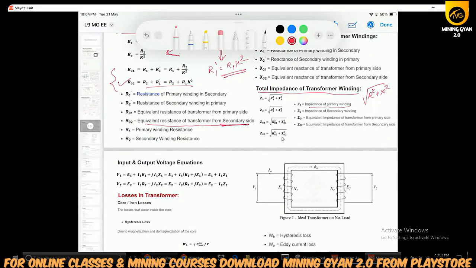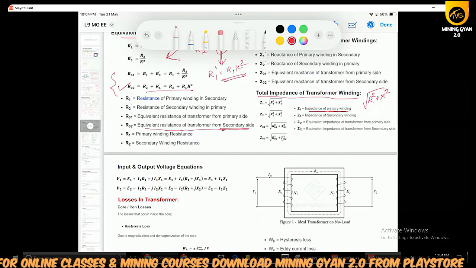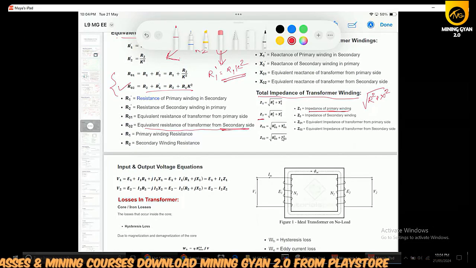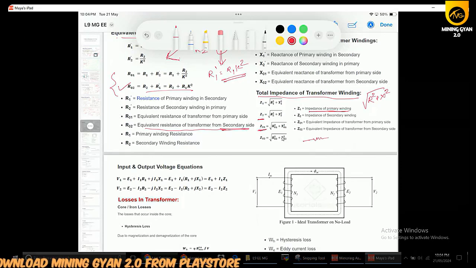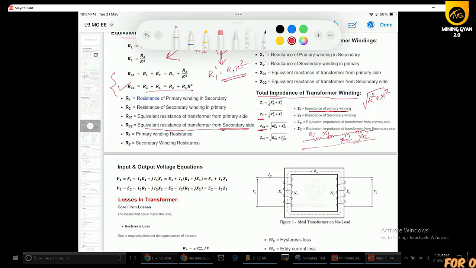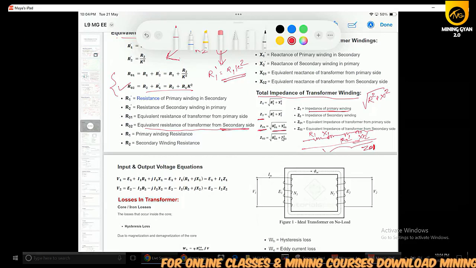Z1 is the impedance of the primary winding only, meaning the total impedance of the primary winding. Likewise, Z2 will be for the secondary winding. But what is Z01? When we want to refer both primary and secondary winding impedances at the primary side only, this is R1, this is X1, this is R2 dash, and this is X2 dash. The series combination of these four impedances will be Z01. And how to calculate Z01? That will be under root R01 square plus X01 square. And what is R01? This.